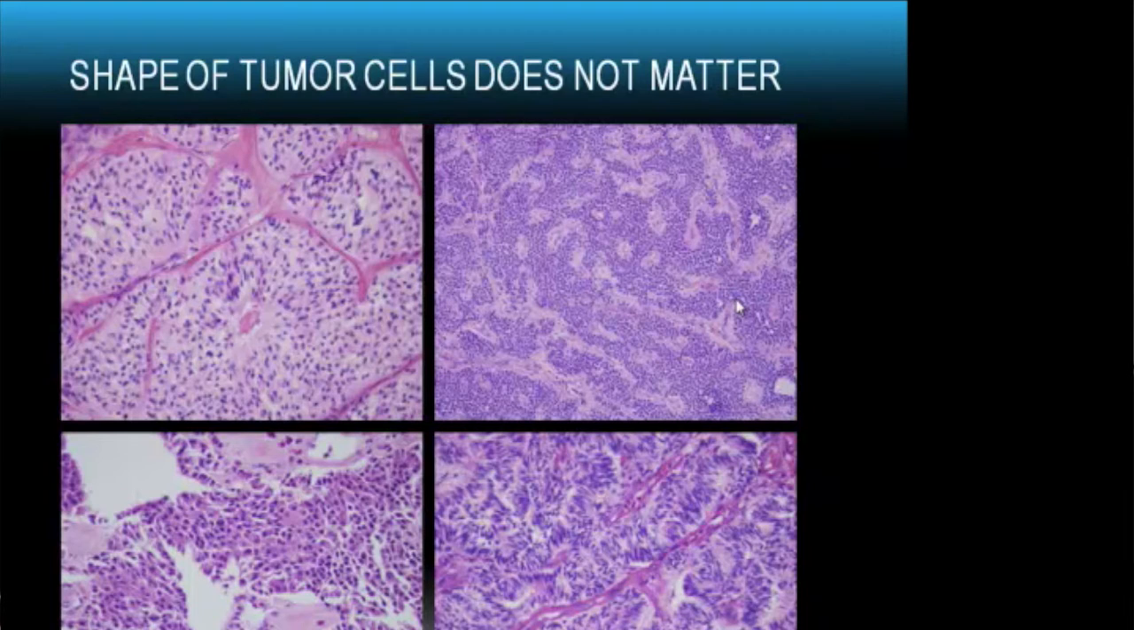So does tumor cell morphology matter? Actually, it does not matter, because the tumor cell morphology cannot tell you where the tumor is from. It cannot predict how aggressive the tumor will be. So it does not matter.